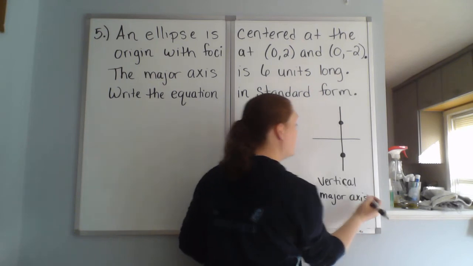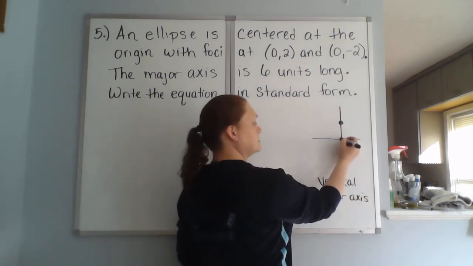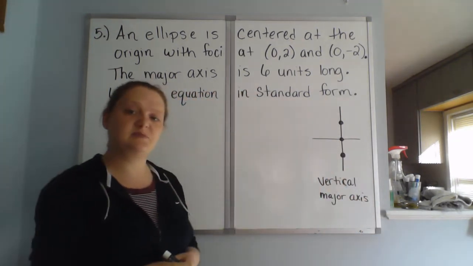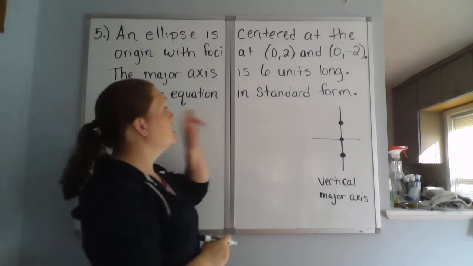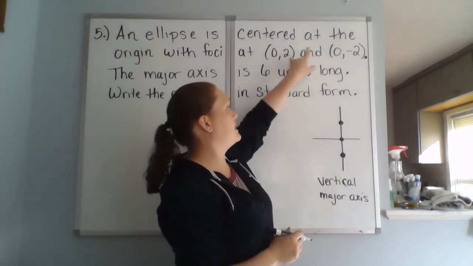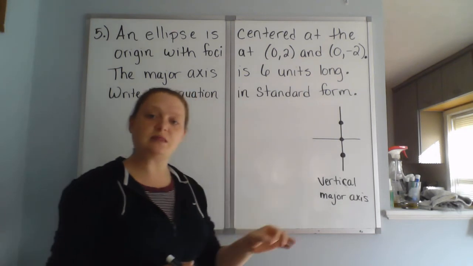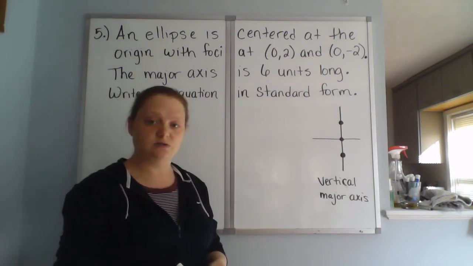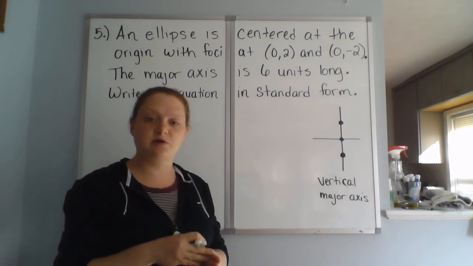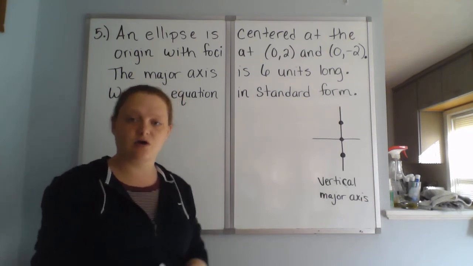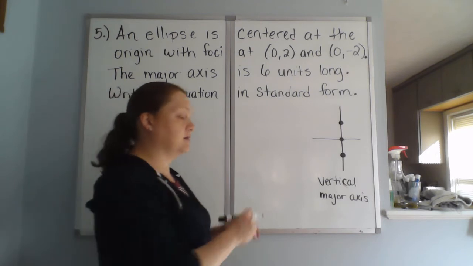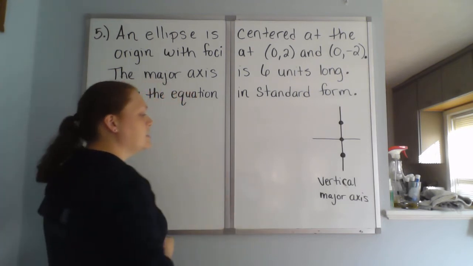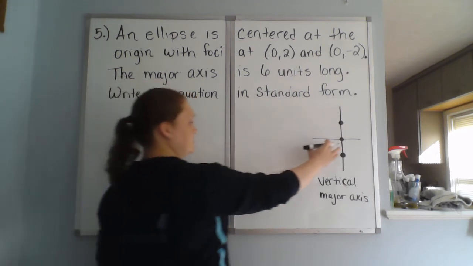All right. And we were told that we're centered at the origin, but we didn't necessarily need to be told that piece of information. If we were just told where the focus points were, the midpoint between them, using the midpoint formula, would tell us exactly where the center is. Because the center is always smack dab in the middle of the focus points or any pair of vertices that are along the same axis.